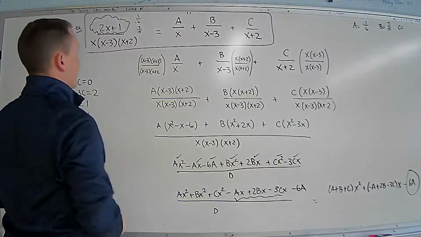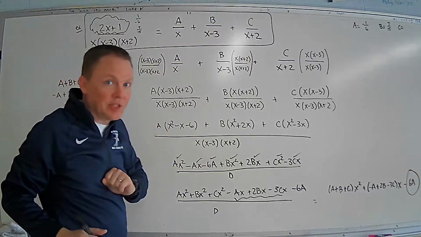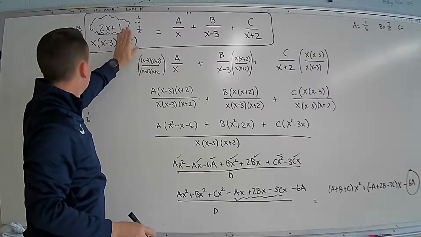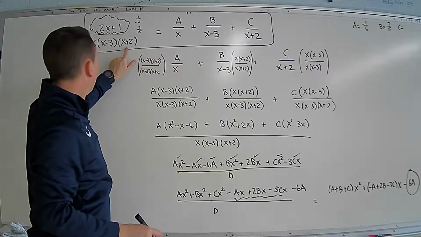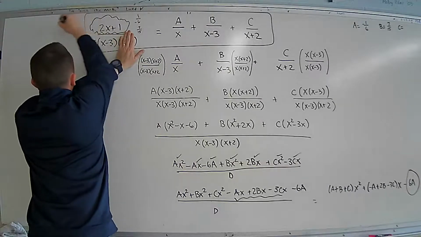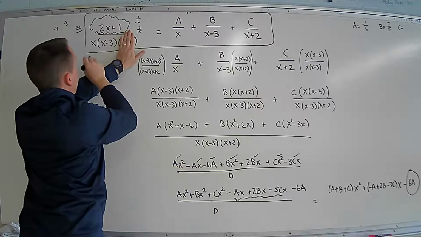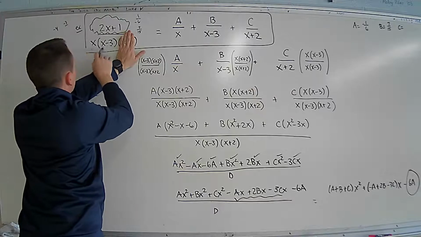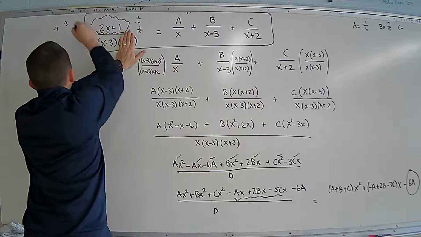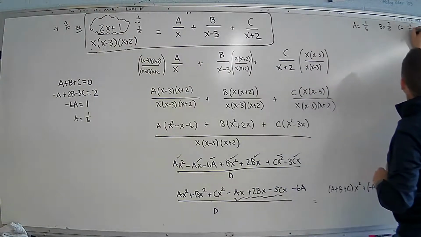And lastly, why don't you pause the video, try to see if you can figure out what C is, and then you'll see me do it. Ready? Here we go. Negative 2 makes that 0. So I'm going to plug in negative 2. So 2 times negative 2 is negative 4, plus 1 is negative 3. And then negative 2 times negative 5 is 10. So C is negative 3/10.